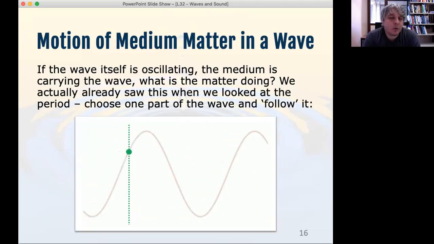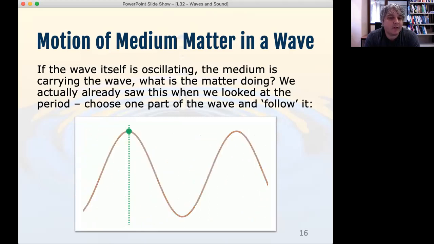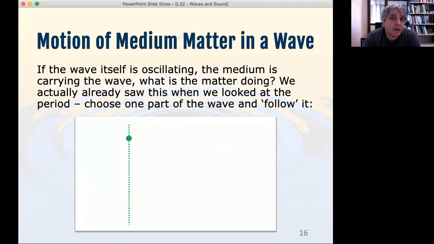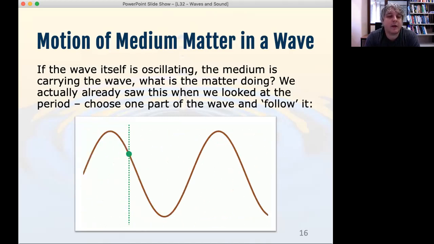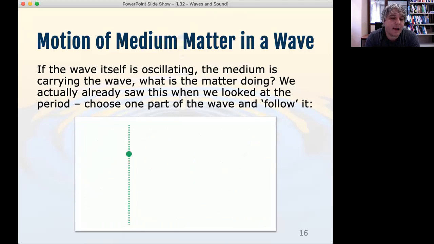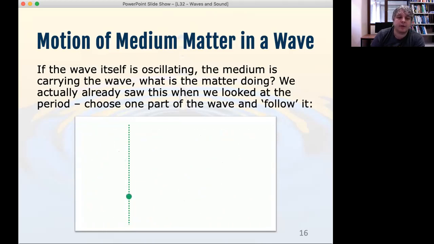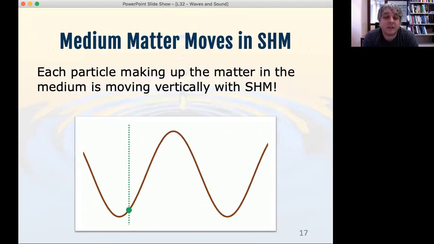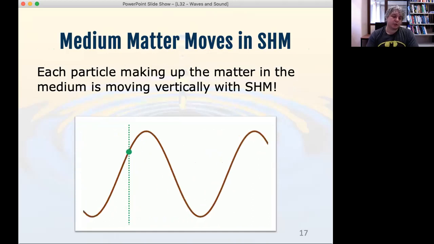We have a medium. We've talked about the idea of a medium for a mechanical wave, and the medium is the material which is carrying the wave. So what is the medium actually doing? We already saw that when we looked at the period. If you choose one part of the wave and just follow it up and down as the wave travels past, you'll see that that specific part of the wave is going up and down as per the green dot on this GIF. And that should look hopefully very similar, because it is SHM. It is simple harmonic motion. Every particle in the matter is moving vertically with simple harmonic motion.